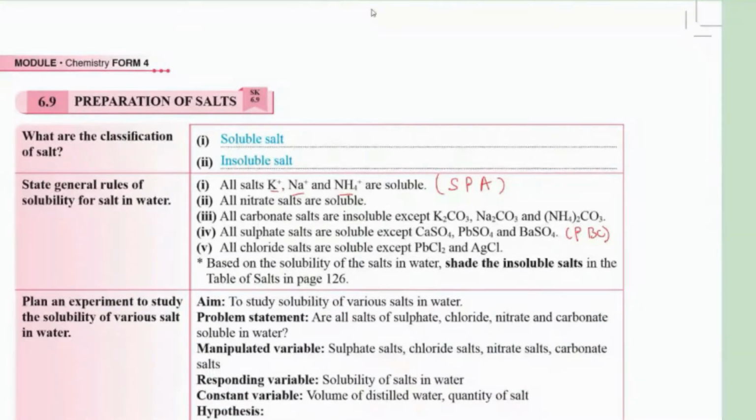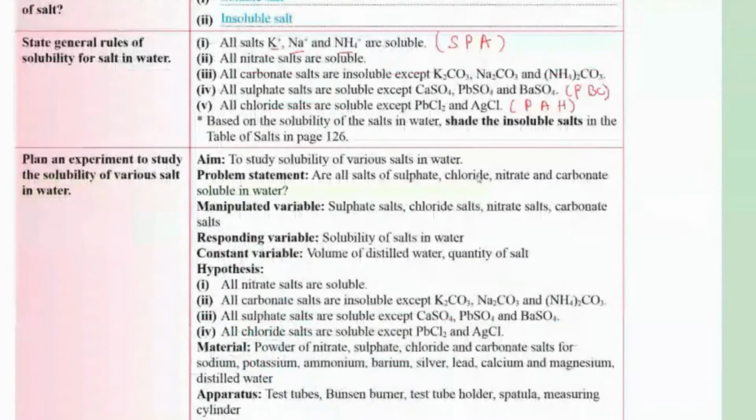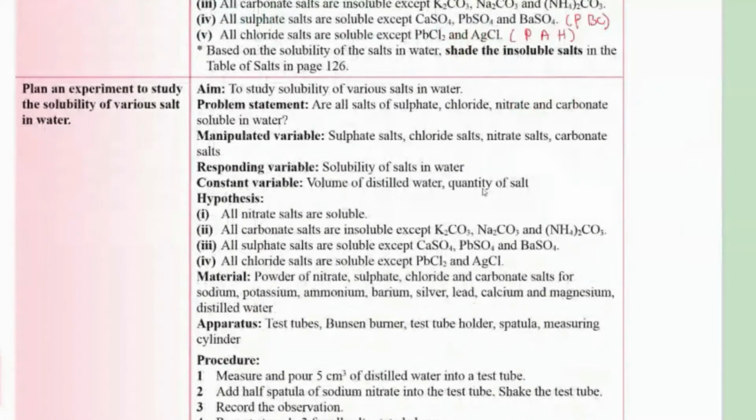All chlorides are soluble except PAH. P is lead chloride. Then silver chloride, A, not aluminium, it's silver. Then H is mercury. So based on the solubility, I shared the insoluble salts in the table just now. Okay, so the experiment to test solubility.